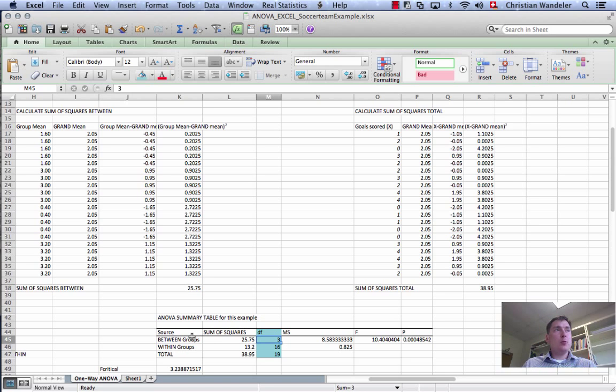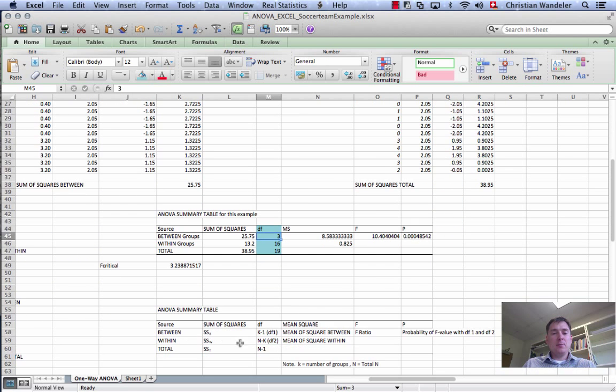Then for degrees of freedom, degree of freedom 1 is for the between groups. So we have how many groups? We have 4 groups, 4 teams. 4 minus 1 is 3. Right below here we have the formula. Then for the within groups we use n minus k. So that will be 20 players minus 4 teams. We have 16. And then for the total sum of squares, the degree of freedom is n minus 1. So it's 20 minus 1, which gives us 19.